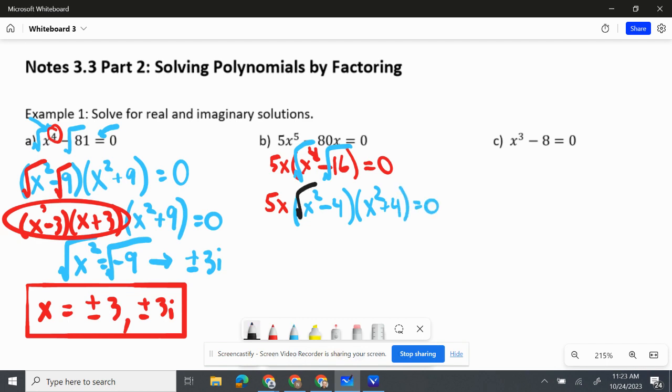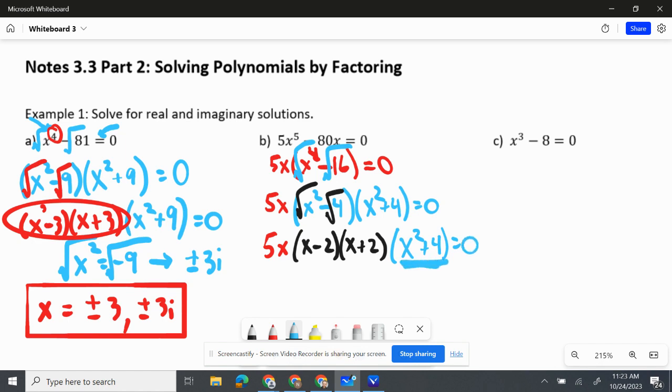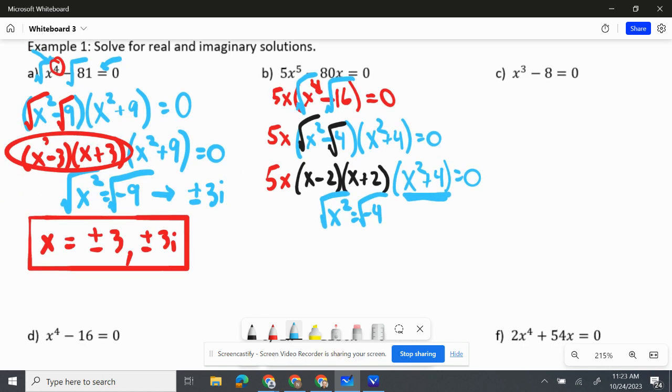So I can factor this one some more. It's a difference of squares again. So I have the 5x, and then what I have is the x minus 2, x plus 2, and then I still have the x squared plus 4. Now I'm going to solve this third binomial just like the last one. I'm going to subtract the 4, so I get x squared is equal to negative 4. I take the square root, and that gives me x is equal to plus or minus 2i.